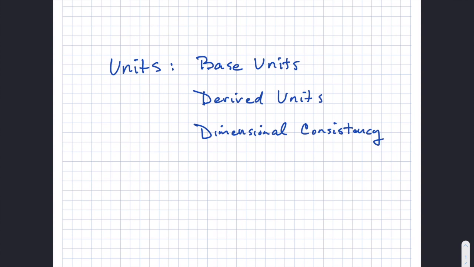Okay, this video is hitting some of the highlights from Chapter 2 of your Hagen textbook. Specifically, we're going to talk about what Hagen refers to as base units and derived units, and then he goes through this process of looking at a particular engineering formula, for example, and determining whether it's dimensionally consistent.